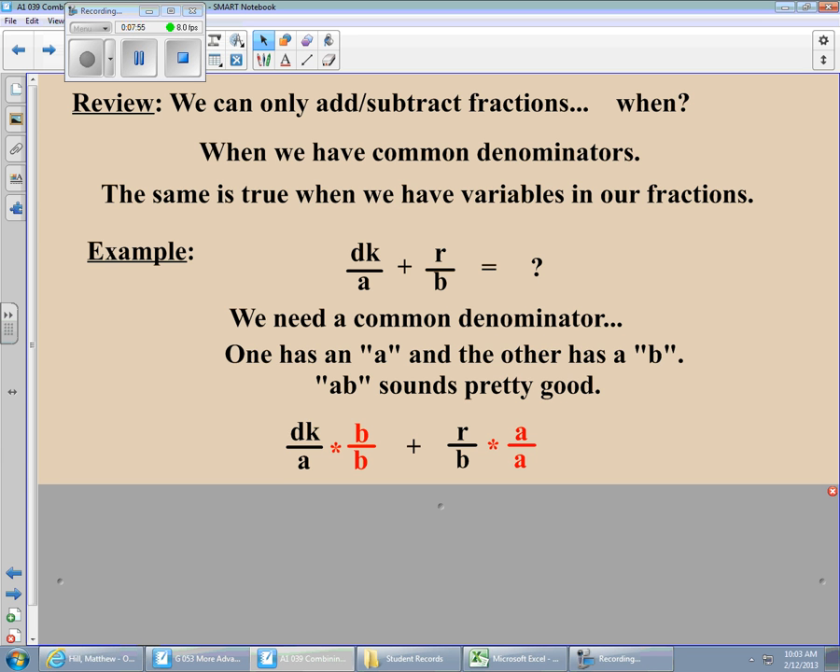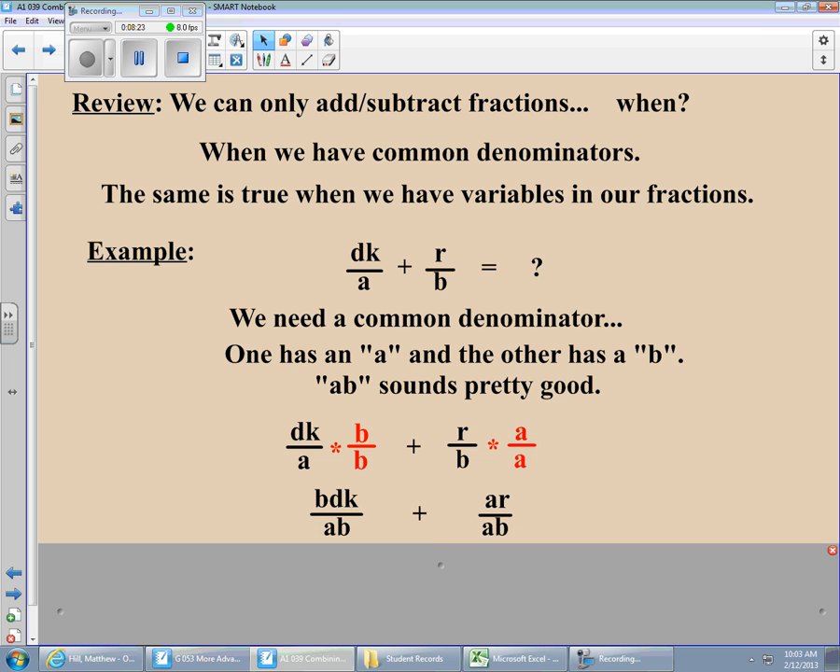Now, guys, whatever happens to the numerator, it happens. It's not a big deal. We're focused on the denominator, making the denominators common. So in the numerator on the left, you have a d, a k, a b. There's nothing in common there. They're not going to combine in any way. They're just going to join together. Numerator on the right, you have an R, you have an A. Again, R's and A's are not combining. They're just going to join together and stand there side by side.